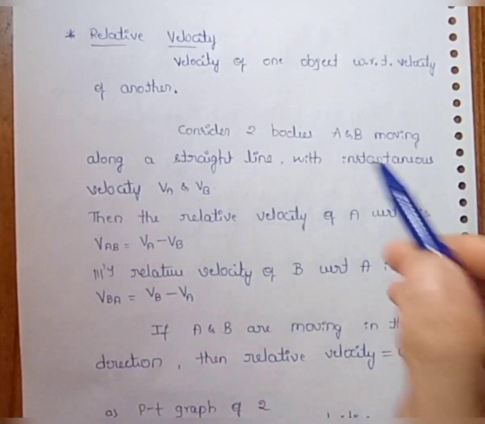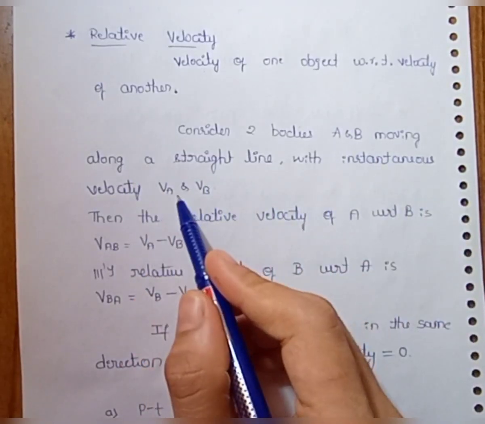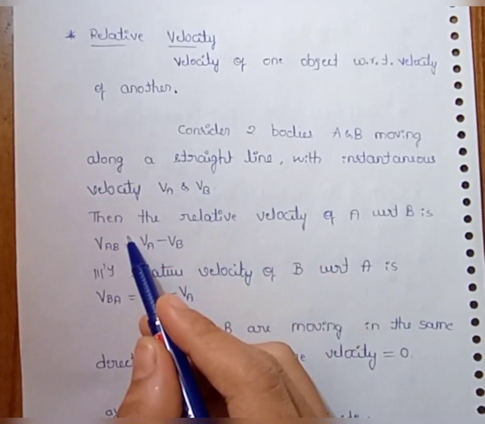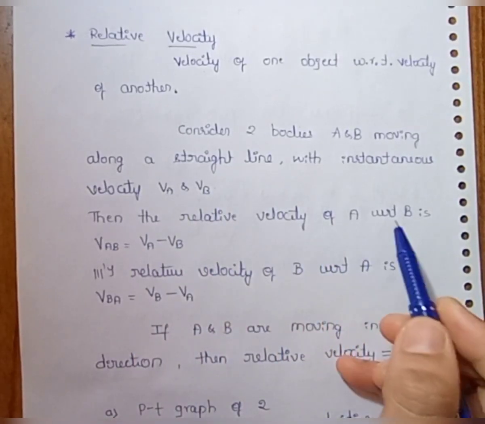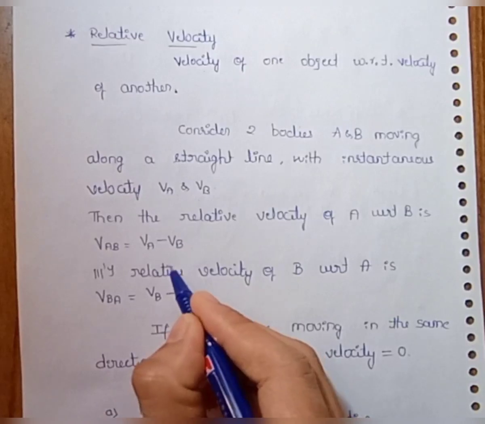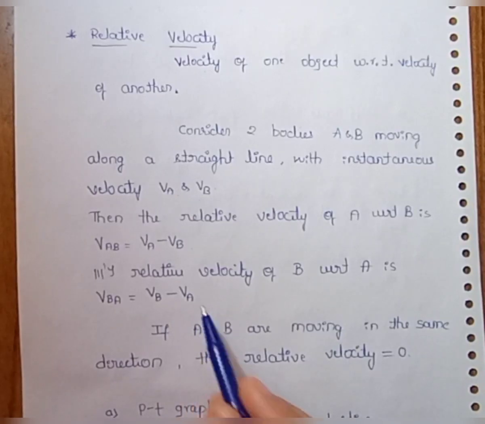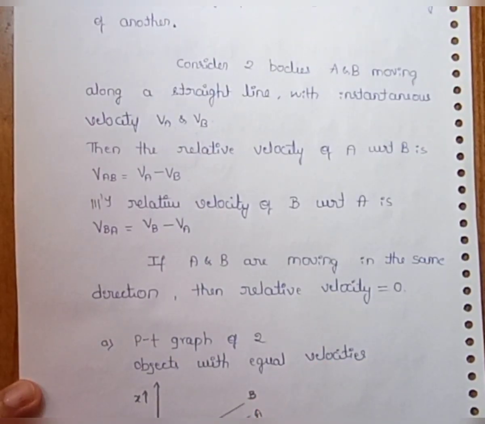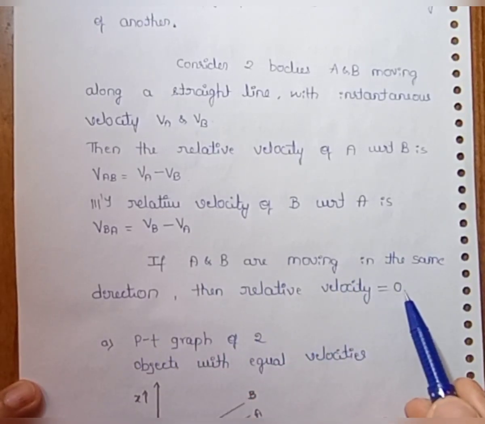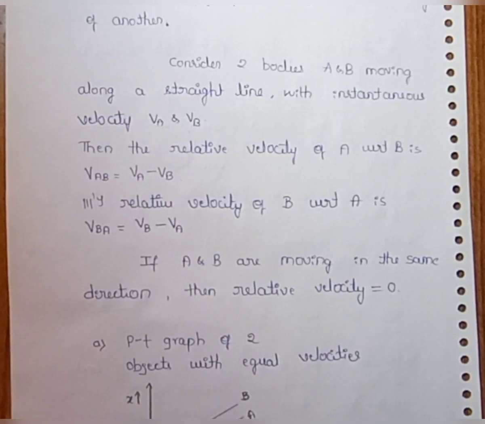Let us consider two objects, that is, trains A and B moving along a straight line with constant velocities VA and VB. Then the relative velocity of A with respect to B is VA minus VB. Similarly, the relative velocity of B with respect to A is VB minus VA. When A and B are moving in the same direction with the same velocity, the relative velocity becomes 0. That's why we experience the other train seeming to be not moving at all.